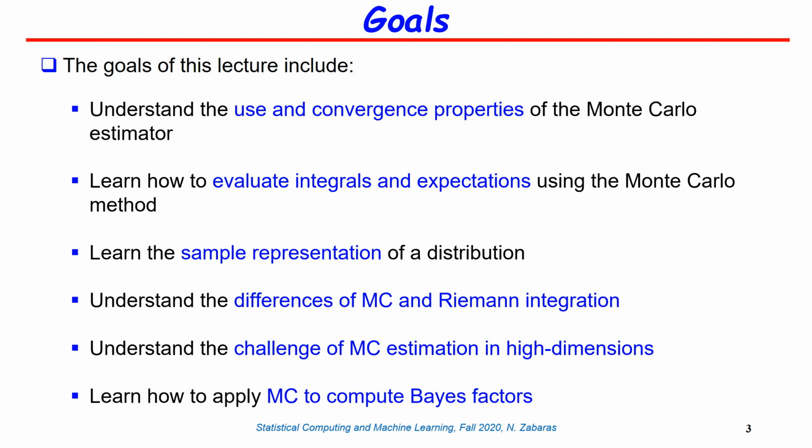And I will finish with some examples, including one where we compute the Bayes factor using Monte Carlo. If you remember, the Bayes factors are nothing else but the ratio of the marginal likelihoods between two models. So since the marginal likelihood involves integration in the parameter space, it is not surprising that it would lead to the use of Monte Carlo methods to perform those integrations.